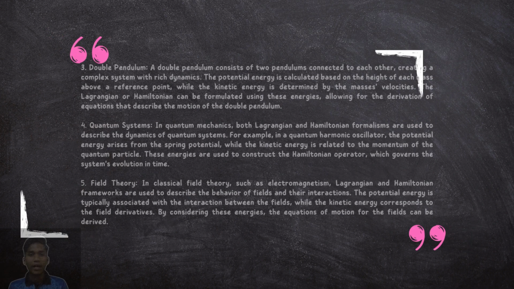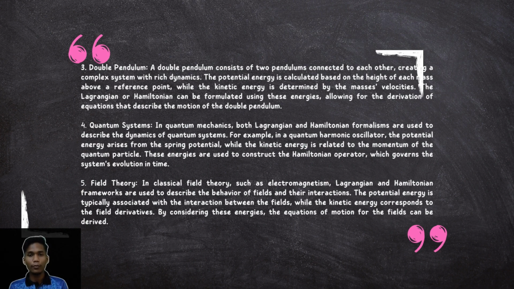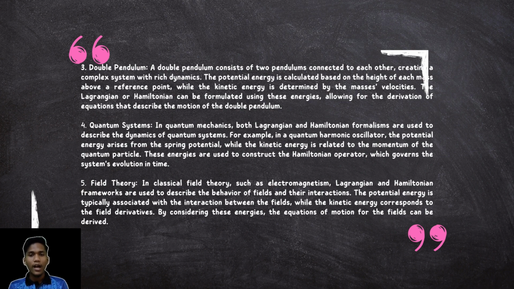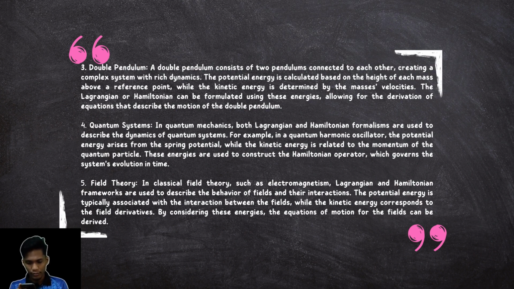Thirdly, double pendulum. A double pendulum consists of two pendulums connected to each other, creating a complex system with rich dynamics. The potential energy is calculated based on the height of each mass above a reference point, while the kinetic energy is determined by the masses' velocities. The Lagrangian or Hamiltonian can be formulated using these energies, allowing for the derivation of equations that describe the motion of the double pendulum.